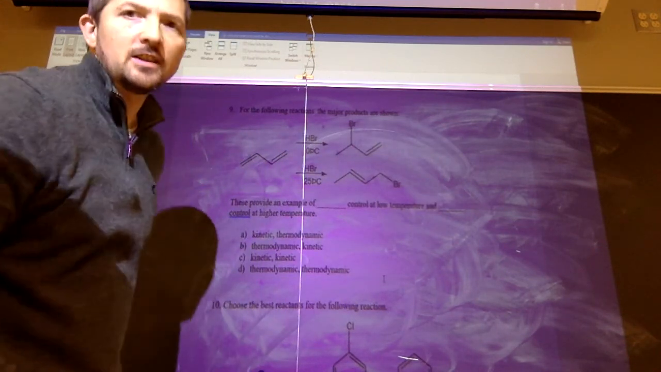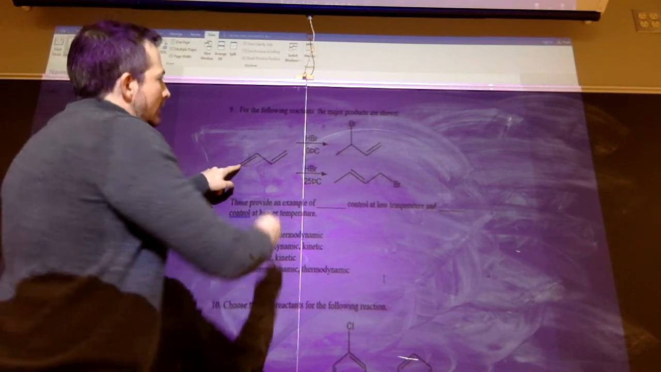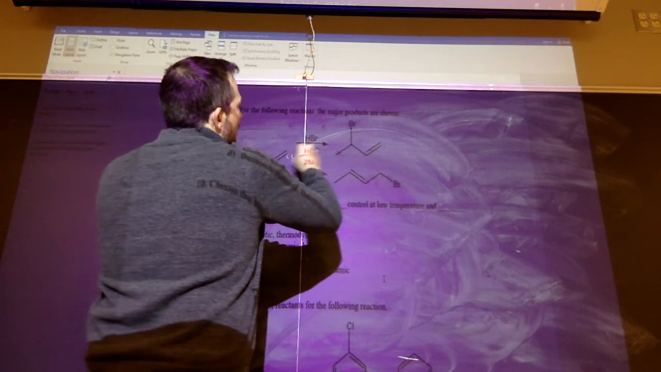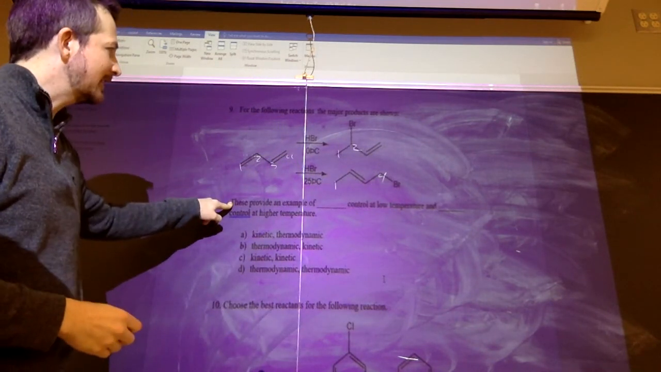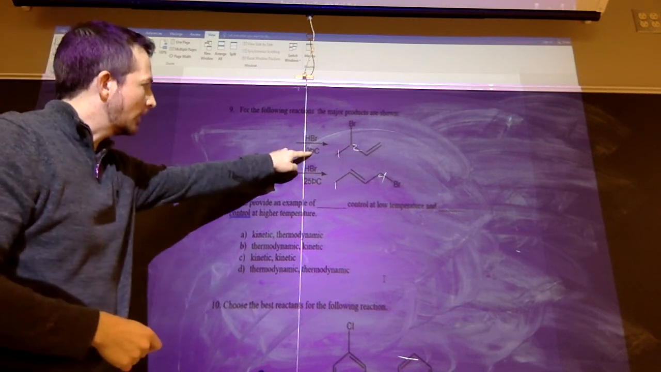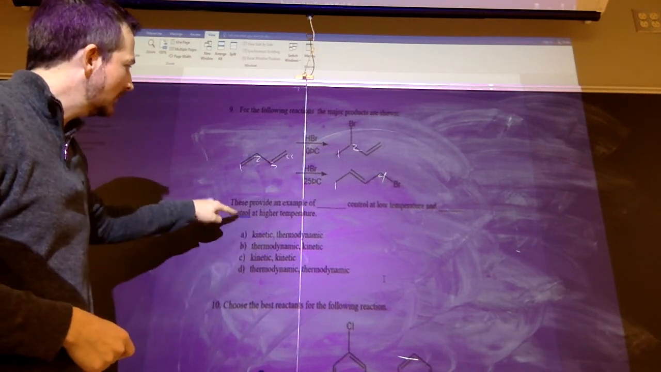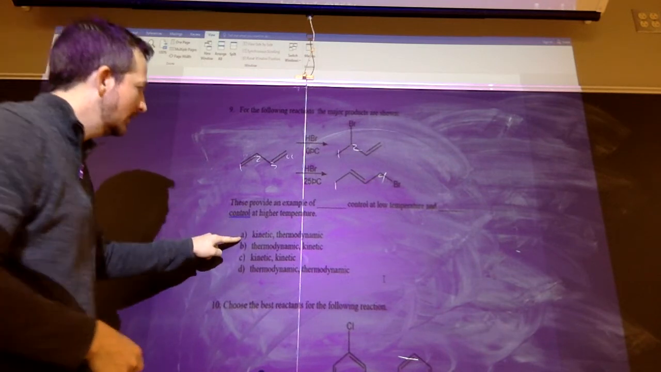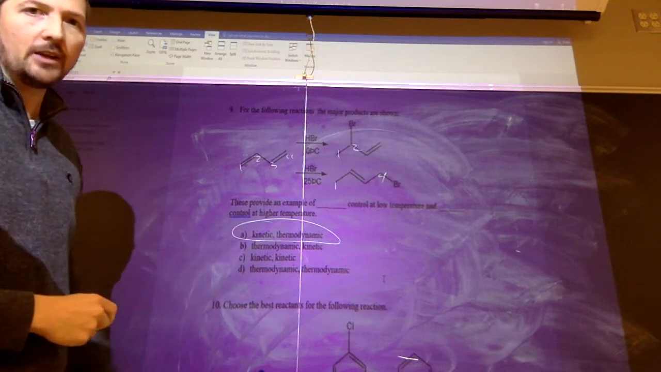For the following reaction, the major products are shown. So here, this is 1,2, and here's my 1,4 addition. So these provide an example of a low temperature and a higher temperature. That's kinetic control at low temperature and thermodynamic control at high temperature. Okay, so A, correct answer.